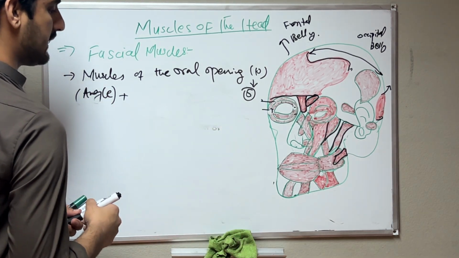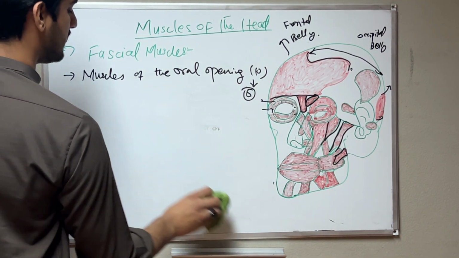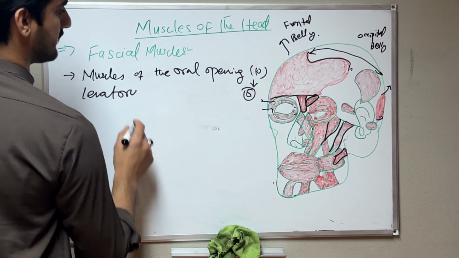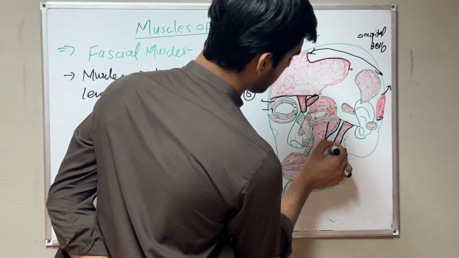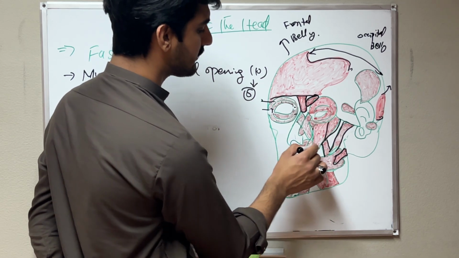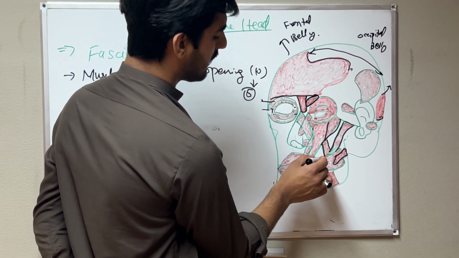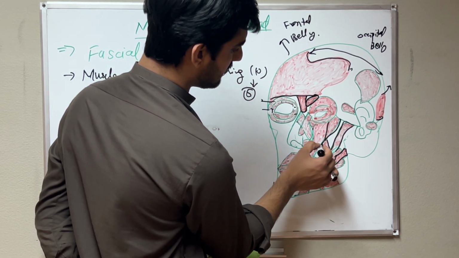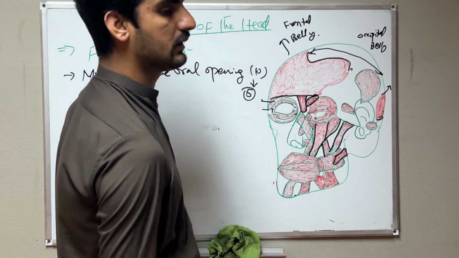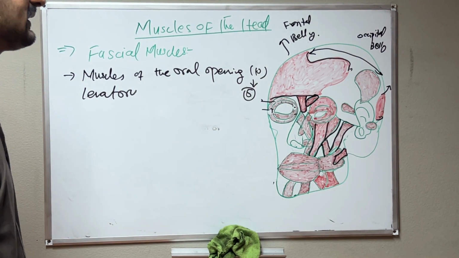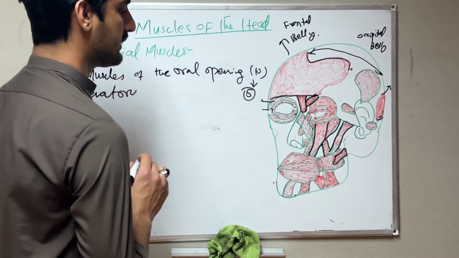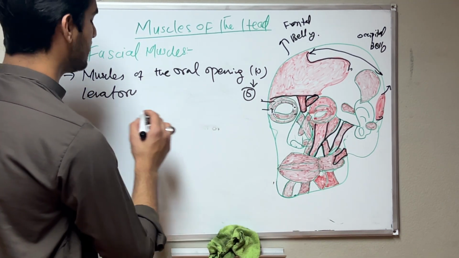In the angle opening muscles, we have the depressor muscle and the levator muscle. In the levator group, first here, this is the levator anguli oris muscle. And here we have the levator labii superioris muscle. These are the muscles which we are going to discuss in the levator group.